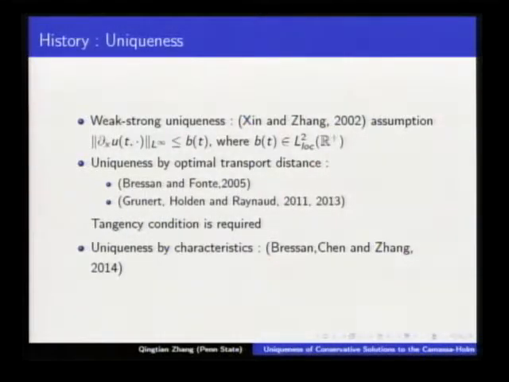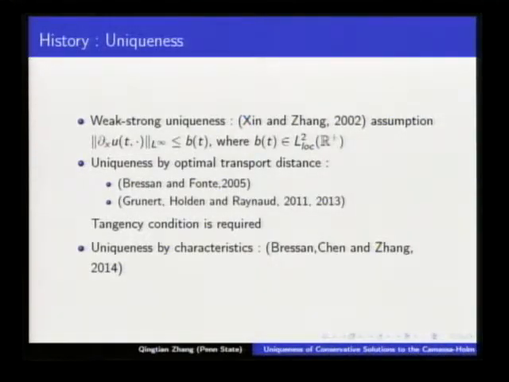And this is the result by Bressan, Chen, and Zhang in 2011 and 2013, which is very similar. They also construct another kind of distance function, an optimal transport distance function, to get the stability. But there is still some gap to get the uniqueness. The 2005 result is on the torus, and the later result is on the real line.